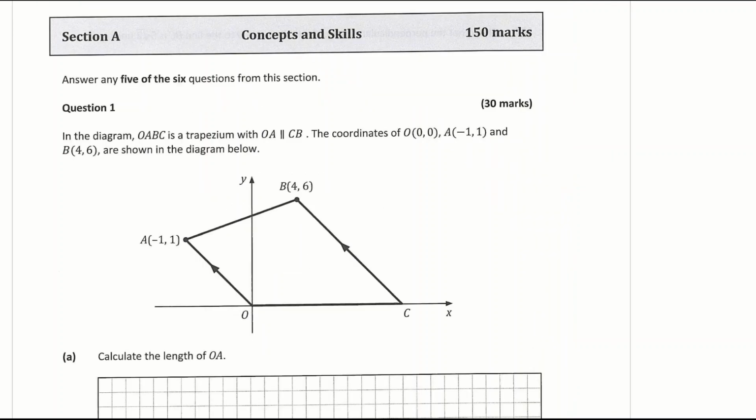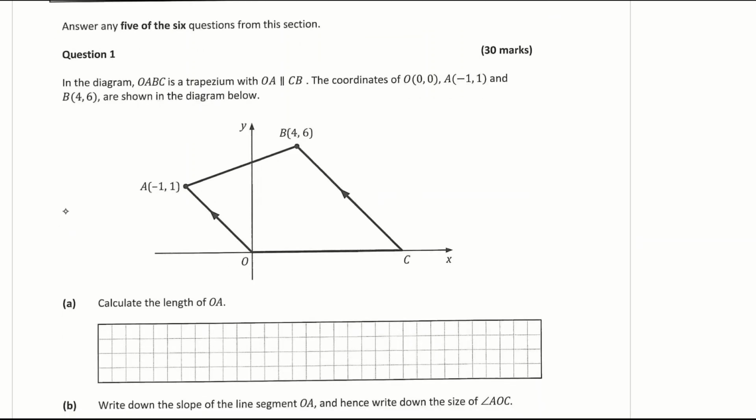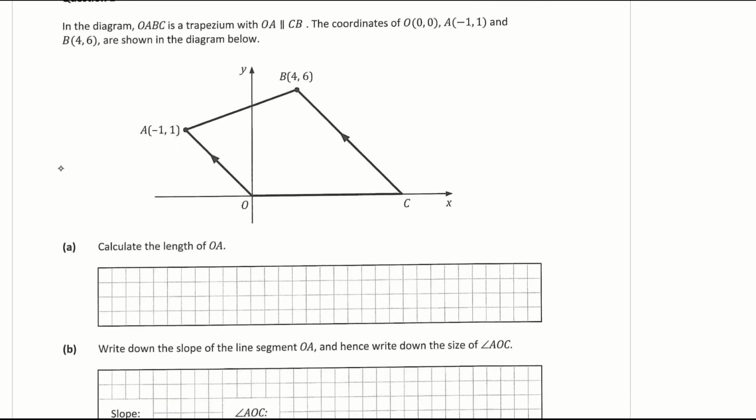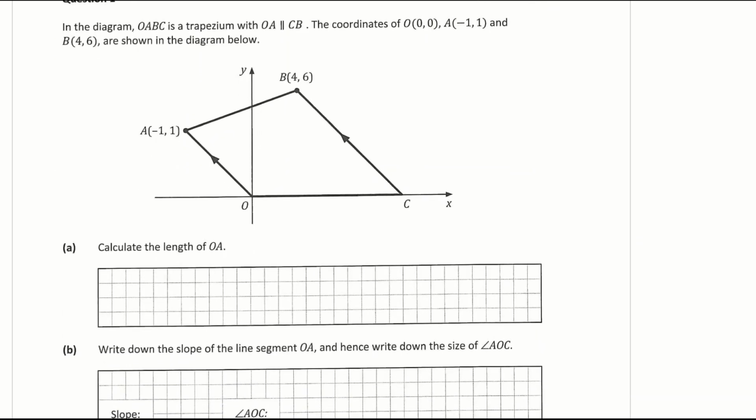Maths Mocks 2022, Paper 2. Question 1. In the diagram OABC is the trapezium with OA parallel to CB. The coordinates of O, A and B are as shown in the diagram. So part A, calculate the length of the line from O to A. So they're looking basically for us to calculate the length of this line here.